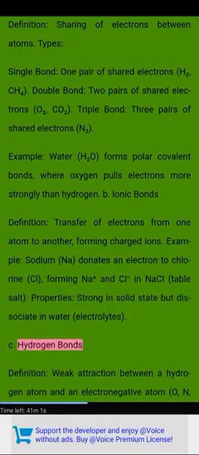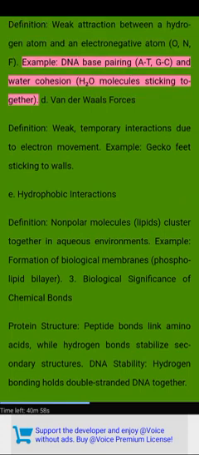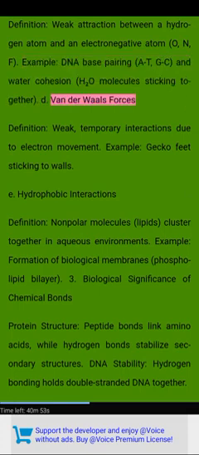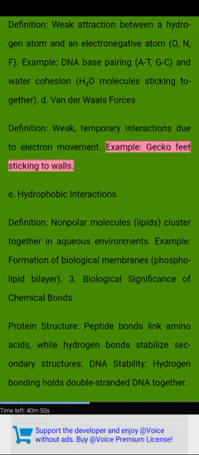C. Hydrogen bonds. Definition: weak attraction between a hydrogen atom and an electronegative atom, O, N, F. Example: DNA base pairing, A-T, G-C, and water cohesion, H2O molecules sticking together. D. Van der Waals forces. Definition: weak, temporary interactions due to electron movement. Example: gecko feet sticking to walls.